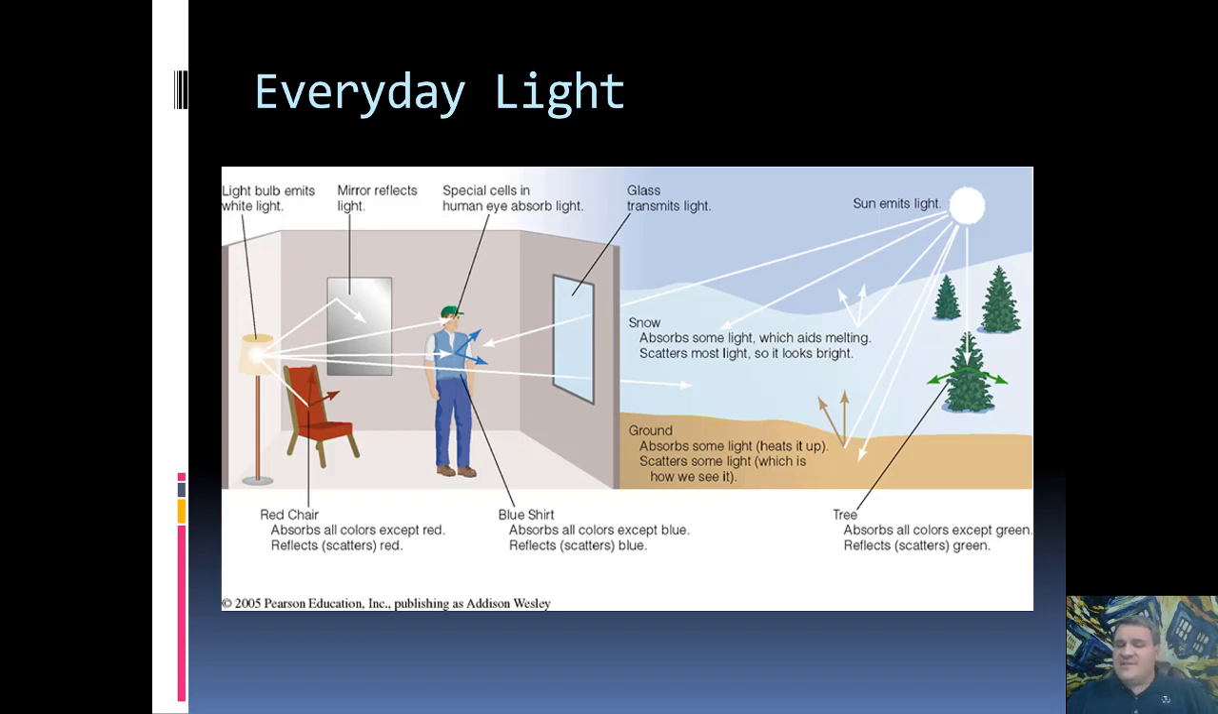Okay, we've mentioned scattering already, so that's like the tree, the shirt, and the chair, although it's only of certain colors. We also have the white snow. The white snow is going to reflect or scatter, I should say, scatter all of the colors. And then our example of reflection is going to be this mirror.